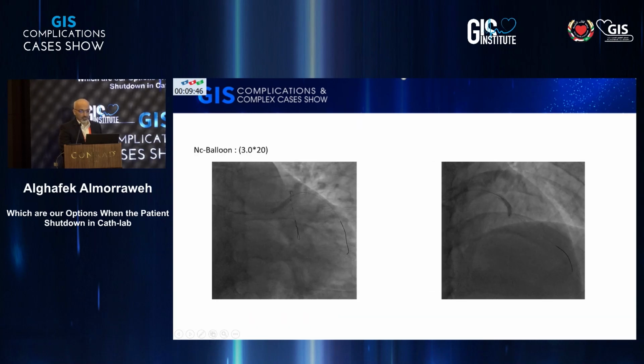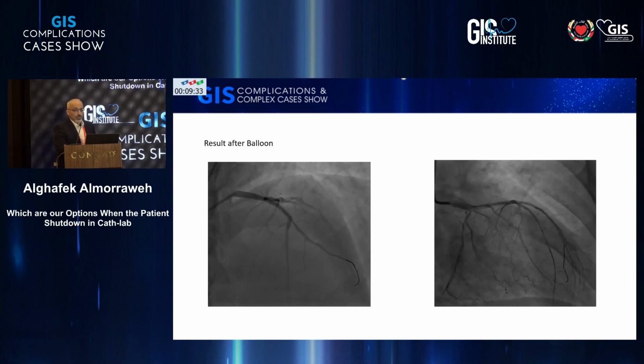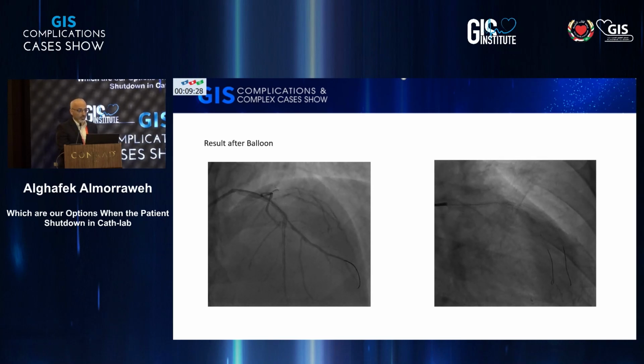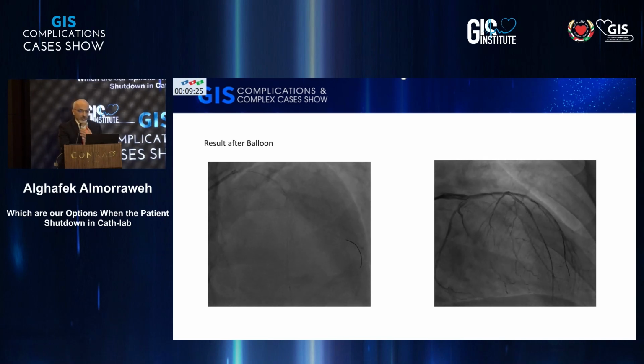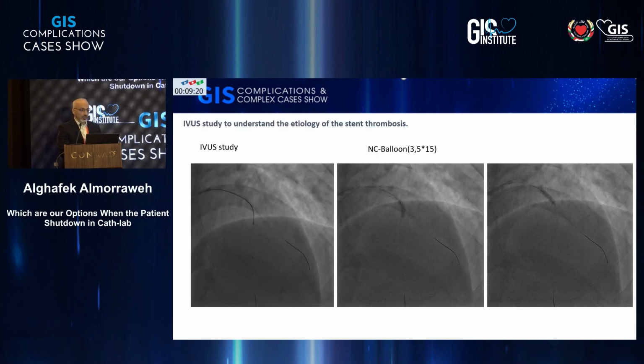So firstly, I just did an NC balloon 3020, just to improve the flow. And this is the result of the NC balloon. The flow is restored well. Usually in our practice, when the patient has acute stent thrombosis or in-stent restenosis, we do an IVUS just to understand the etiology, why this patient has this thrombosis, and to prevent the recurrence as well. So I did an IVUS, and after the IVUS, I found mild malapposition. So I just adjusted the stent with an NC balloon 3515.